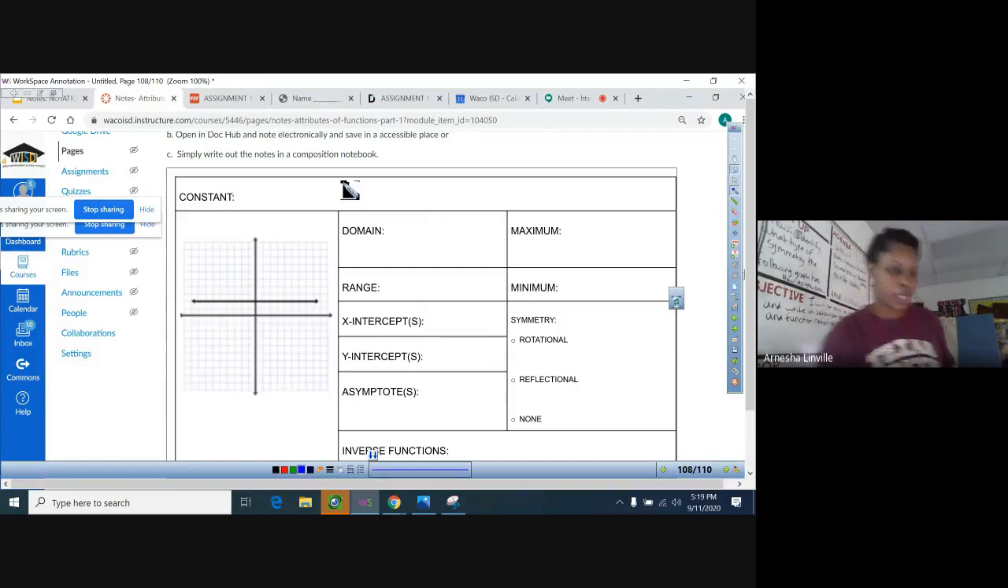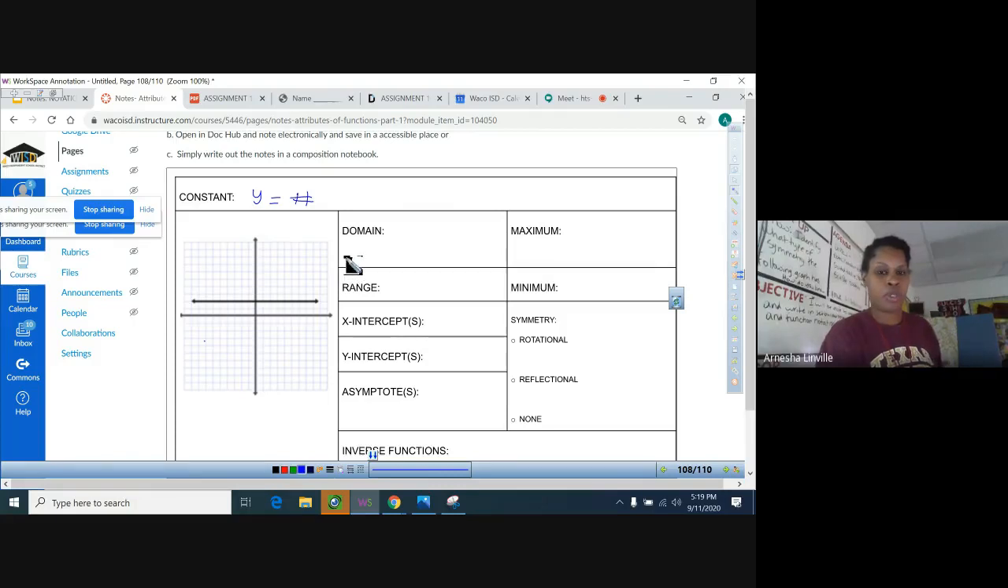Okay, so a constant, the equation for a constant is going to be y is equal to a number. That number can change just depending on whatever it is, but it's always going to be y is equal to a number. So the only variable you're going to see is y, and then you will see some number. Okay, if you look at your graph, your constant graph is always going to be a horizontal line because you're only representing the y values, and your y never changes.